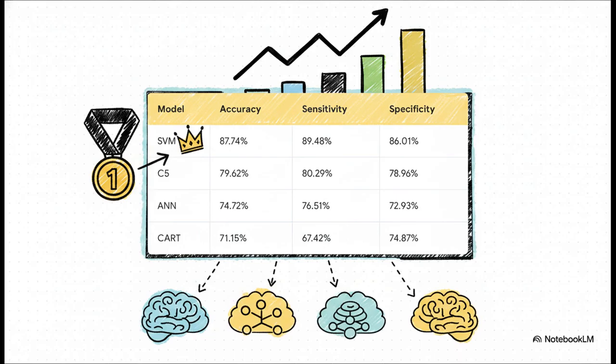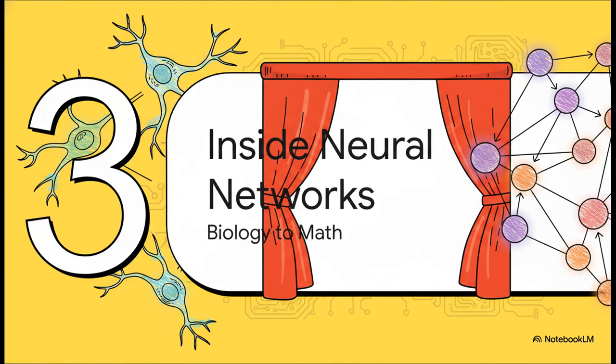And when the dust finally settled, the results were absolutely definitive. Looking across accuracy, sensitivity, and specificity, the support vector machine, the SVM, secured a commanding knockout victory. I mean, look at that overall accuracy of almost 88%. It vastly outperformed the C5 decision tree, the artificial neural network, and the CART model. So SVM is our clear champion here. But why? Well, to understand that, let's look at section 3, inside artificial neural networks.